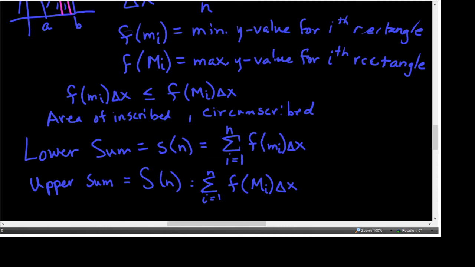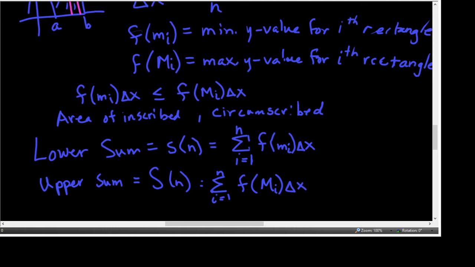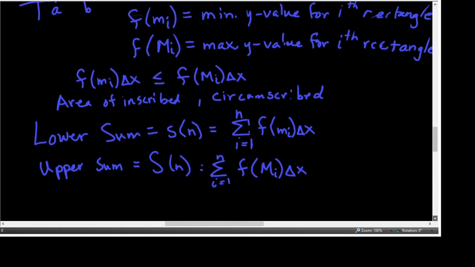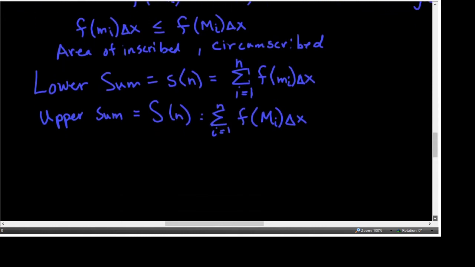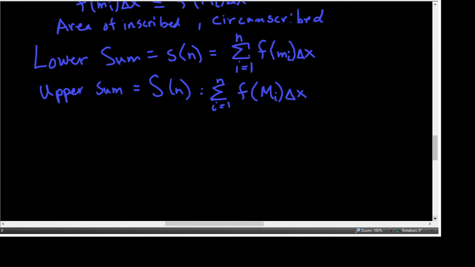Now, it should be clear to you from our discussion earlier that the actual area of the rectangle is somewhere between the lower sum and the upper sum. So the lower sum is less than or equal to the actual area, which I'm just going to write area for it. The actual area is between the lower sum and the upper sum.